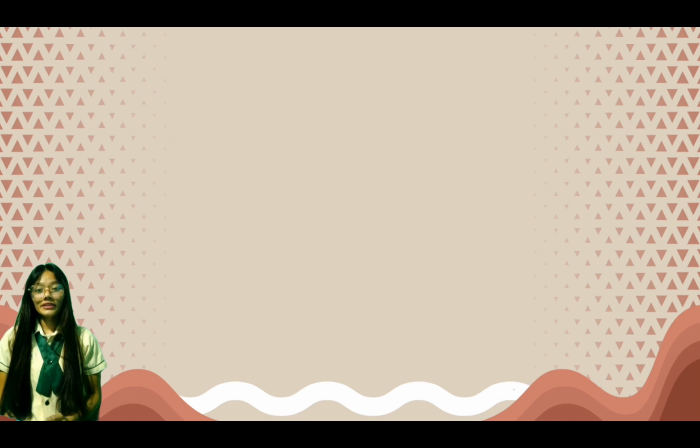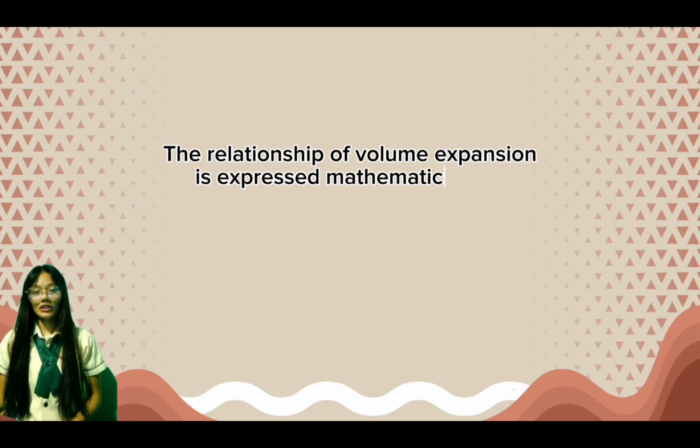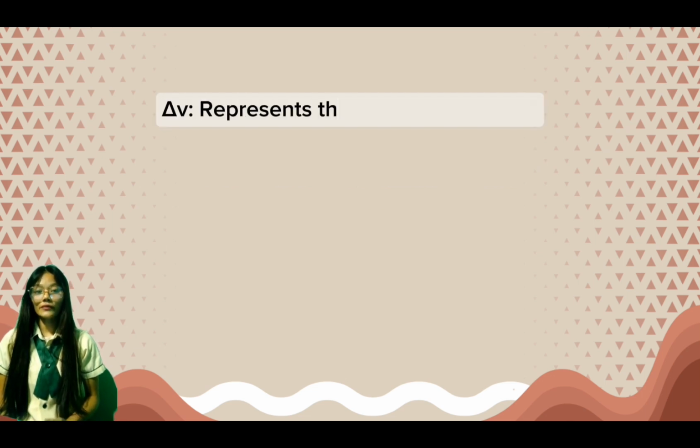Later, I'll be discussing the provided formulas and examples to illustrate how to calculate the change in length or volume due to temperature changes. The relationship of the volume expansion is expressed mathematically as delta V equals beta V delta T, where delta V represents the change in volume.